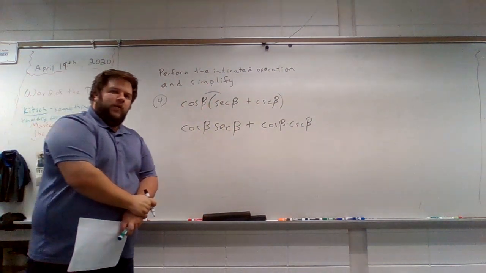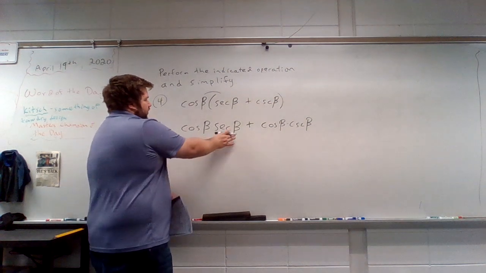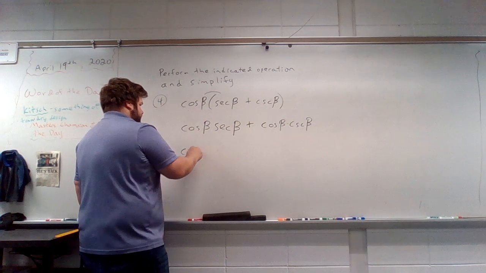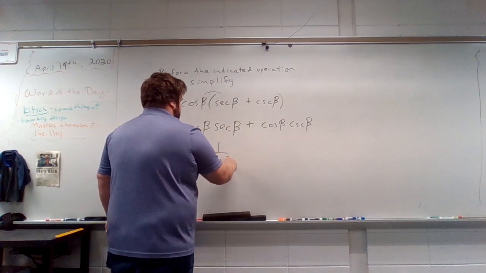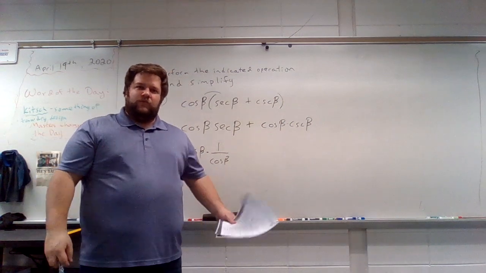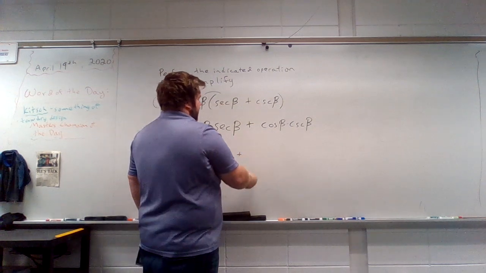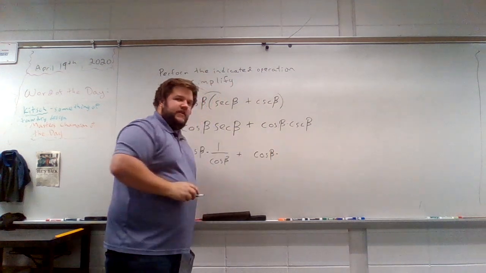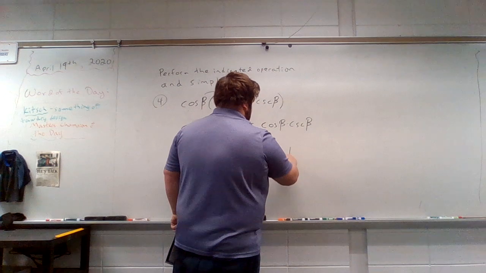All right? And what we would want to do is continue on simplifying this. So the secant beta, I would want to rewrite as 1 over cosine beta. Remember, we have that reciprocal identity that says that the secant is 1 over the cosine. So we use that here. And we also have that the cosecant of beta is 1 over the sine of beta. So that's another reciprocal identity.